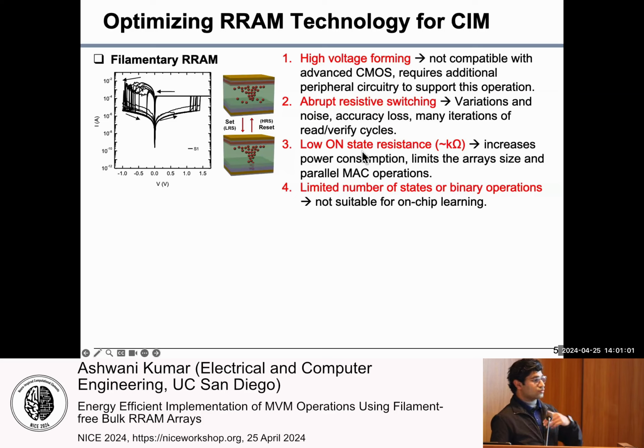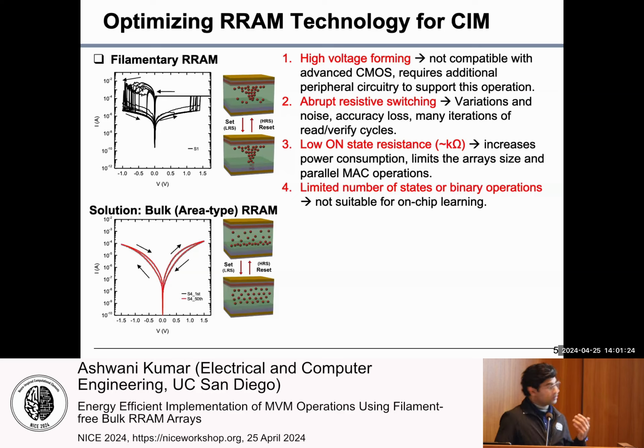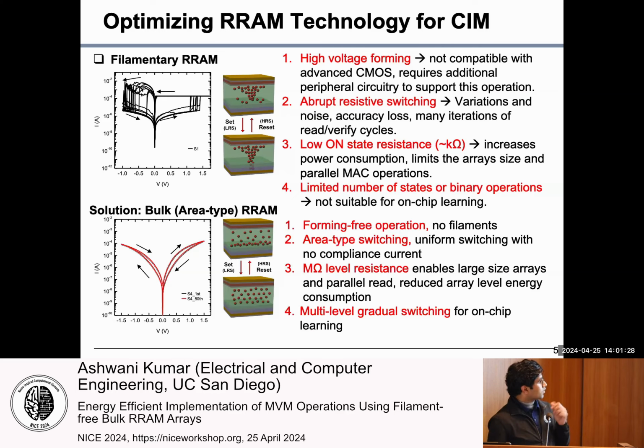Third, it switches into an extremely low resistance state, which is in kilo ohm resistance. And we know if we have low resistance, it allows high current flow through it, and it requires more energy consumption. And fourth is the limited number of states. Because of this abrupt switching, it usually shows binary kind of operations, and it is not good for on-chip learning.